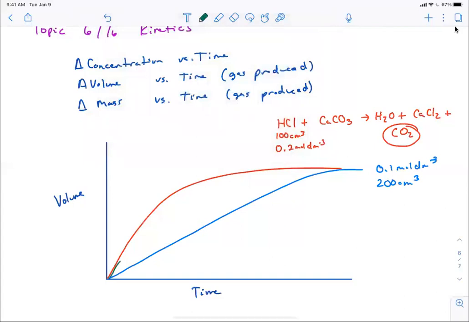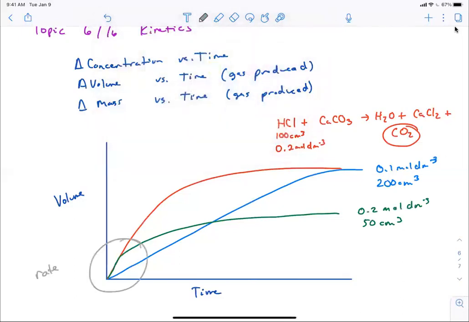If you're going to have the same slope, but then it's going to be half, then you're going to run into the scenario where it is still 0.2 molar, but now it's only 50 centimeters cubed. Okay, so the things you really want to pay attention to are this first section here, which is the rate, which relates to your concentration if your acid is your limiting reactant. This section is the moles. So how many moles of gas you're actually producing with your reaction.